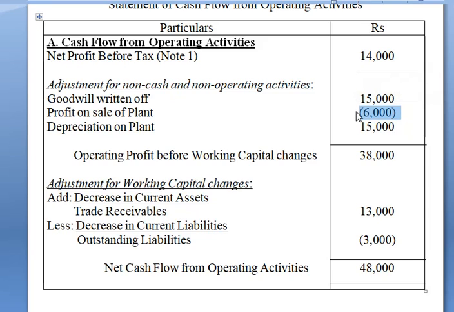As you can see here, during the year 15,000 was charged as depreciation on plant. This 15,000 is the total amount of depreciation charged on plant. This 25,000 minus 16,000 will be 9,000, right? But that 9,000 only represents the depreciation charged on the plant that is sold. This 15,000 is the total or aggregate depreciation charged on the plant during the financial year 2019 to 2020. So this 15,000 should be added here, and this is how you get the net cash flow from operating activities. Thank you.